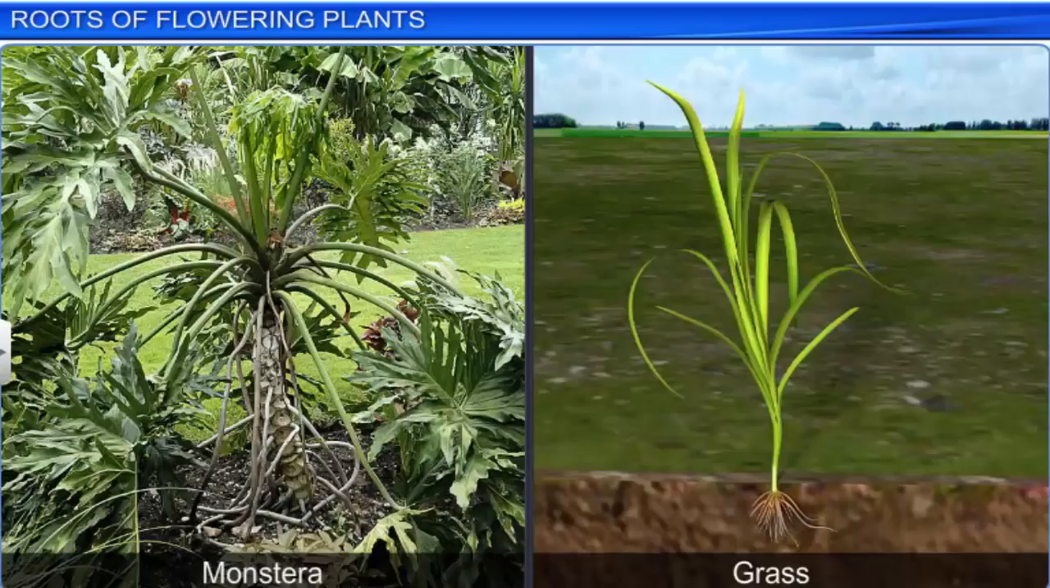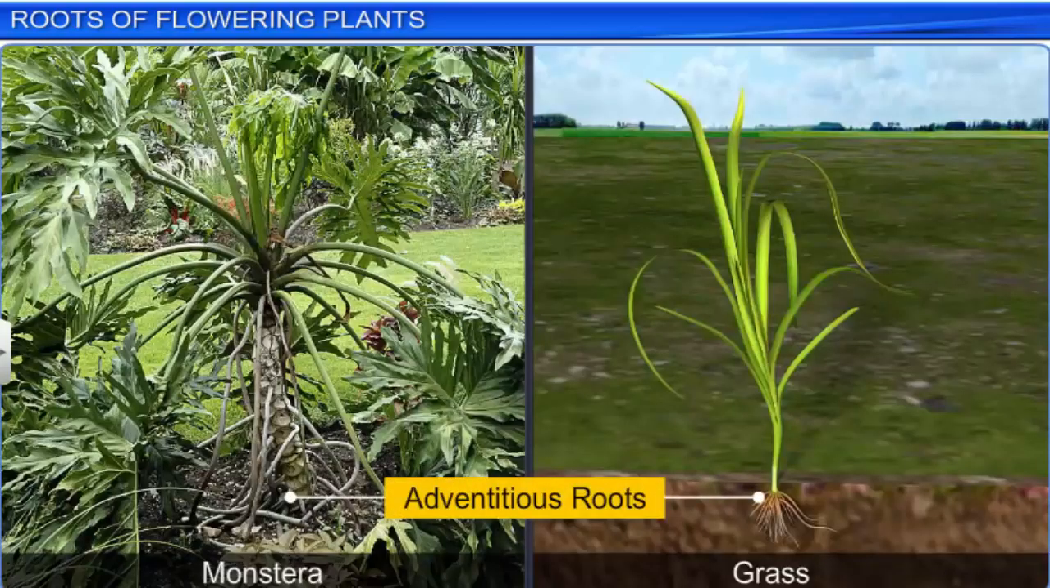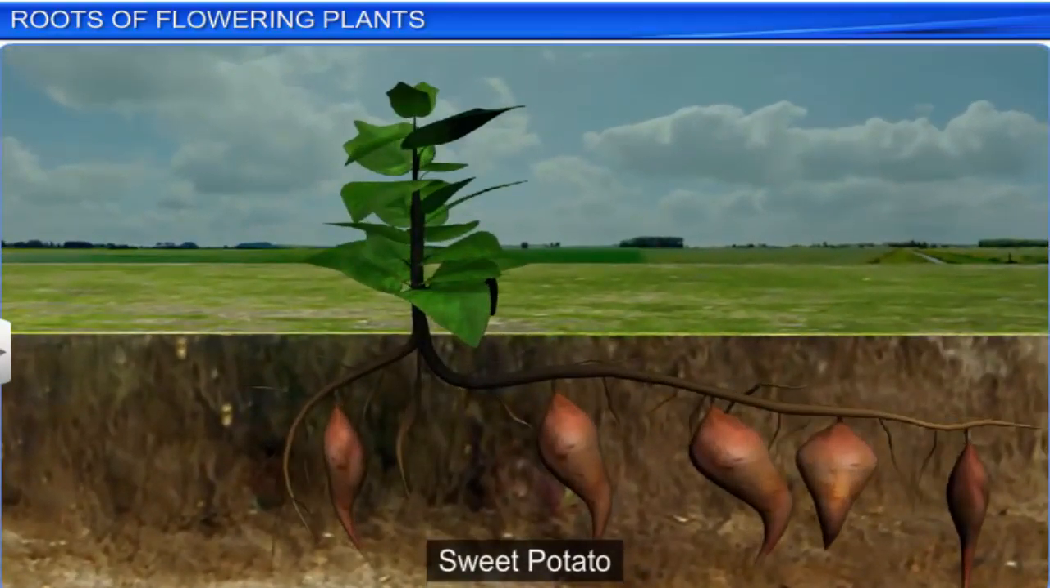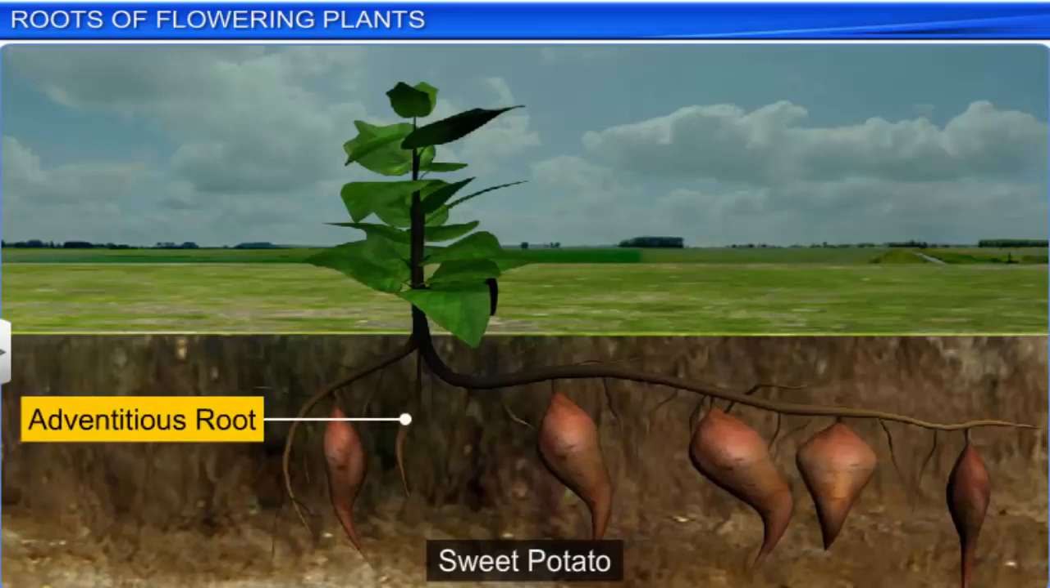There are some plants like monstera and grass, which have roots that do not arise from the radicle. The roots emerge from various other parts of the plant, like the stem or the leaf. These roots are known as adventitious roots. Some roots also modify themselves to perform specific functions for the plant. For example, the adventitious root in a sweet potato swells up and stores food for the plant.